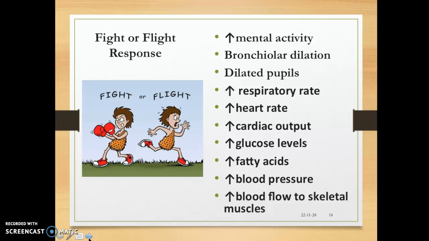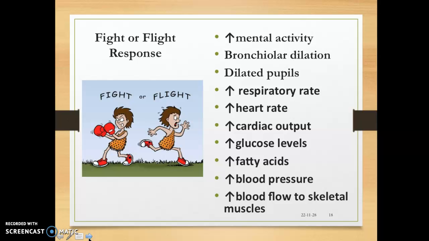All of these other things increase here: your respiratory rate, your heart rate, cardiac output, glucose levels, fatty acids, and there's more blood flow to skeletal muscles. The hypothalamus also releases endorphins. These are powerful natural painkillers that enable people to fight or flee even when injured. Chronic stress can actually deplete endorphins.